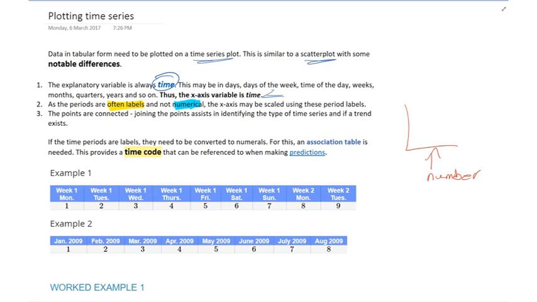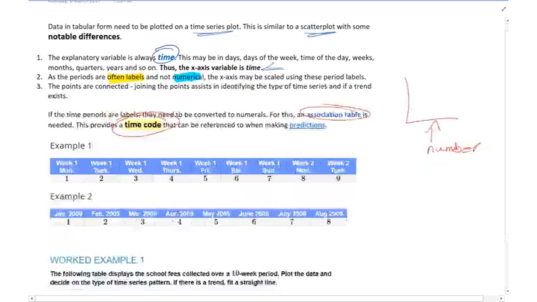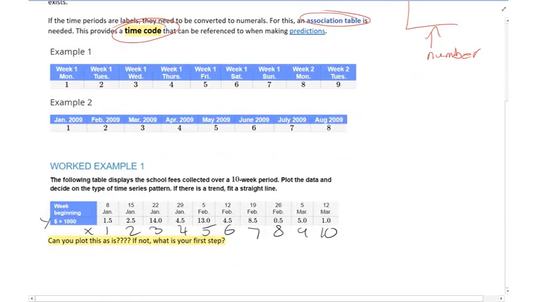Is it secular? Is there a structural change? Is it cyclic, and that sort of stuff? So what we need to do is make what we call an association table, and this provides a time code that we can reference when we're making our predictions. For example here, week 1 goes Monday to Sunday, then week 2, and you can see the time code saying that's 1, 2, 3, 4, 5, 6, 7, 8.